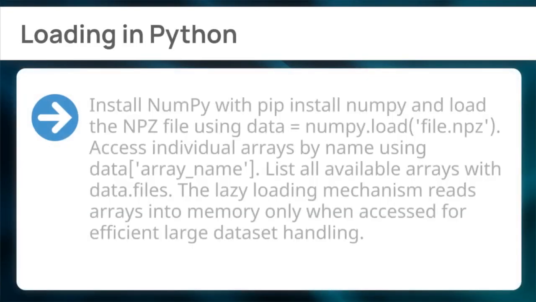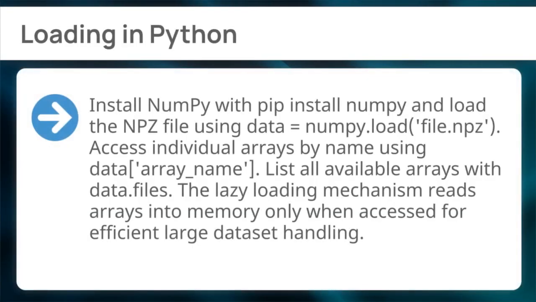First, loading in Python. Install NumPy with pip. Load the NPZ file using data = numpy.load('file.npz'). Access individual arrays by name using data['array_name']. List all available arrays with data.files. The lazy loading mechanism reads arrays into memory only when accessed, for efficient large dataset handling.